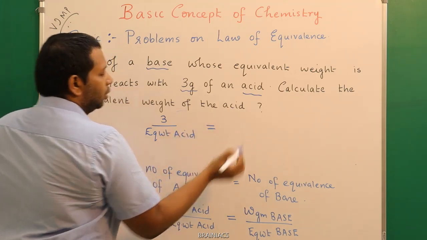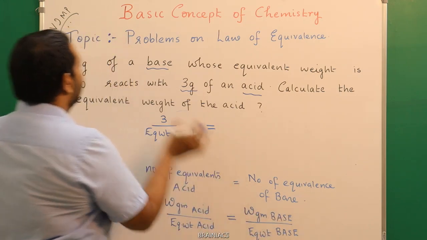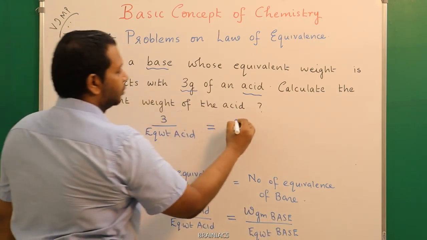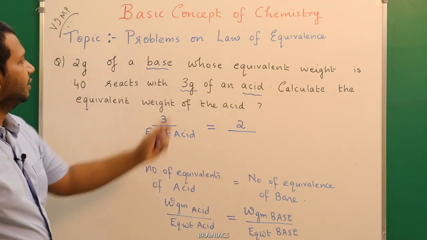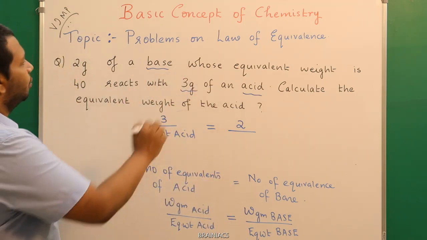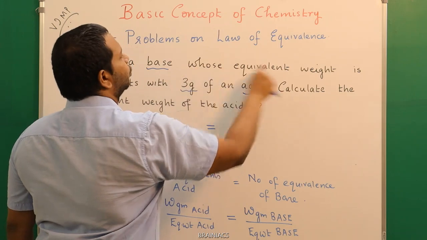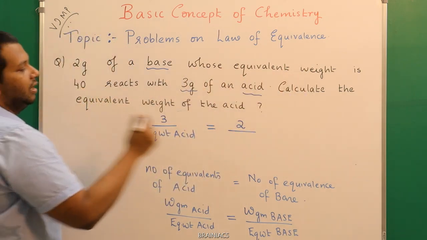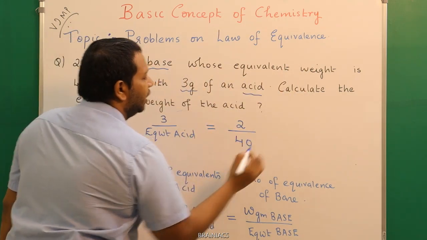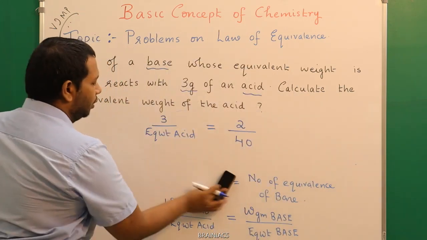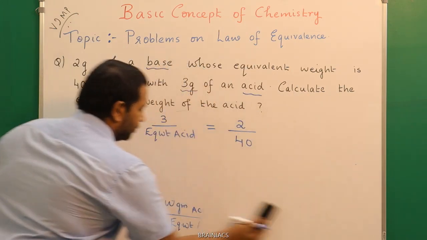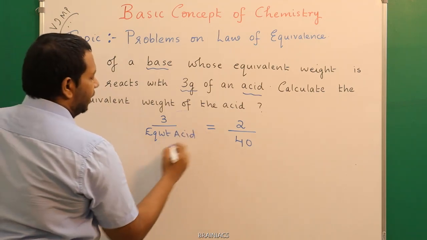Equal to number of weight in gram of the base that they have mentioned, 2 grams. So I substitute 2 here divided by equivalent weight of the base. That is also they have mentioned. How much they are telling? Equivalent weight base whose equivalent weight is 40. So I will substitute here 40. So I can cross multiply this to get the correct answer. So how will you cross multiply? So just to see here, I will cross multiply in such a way.